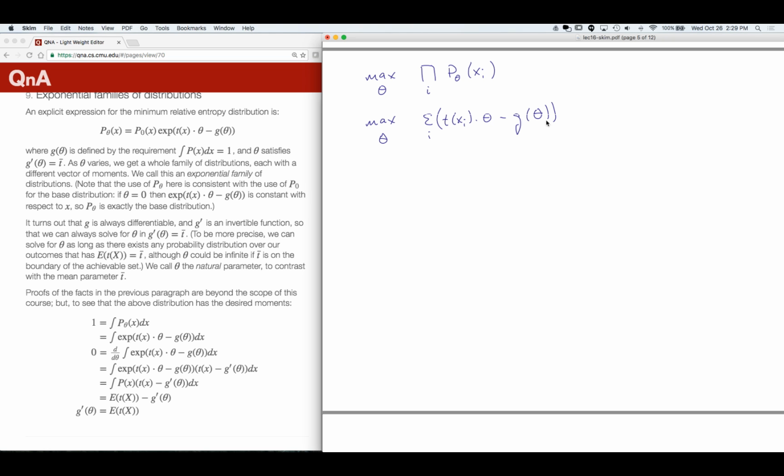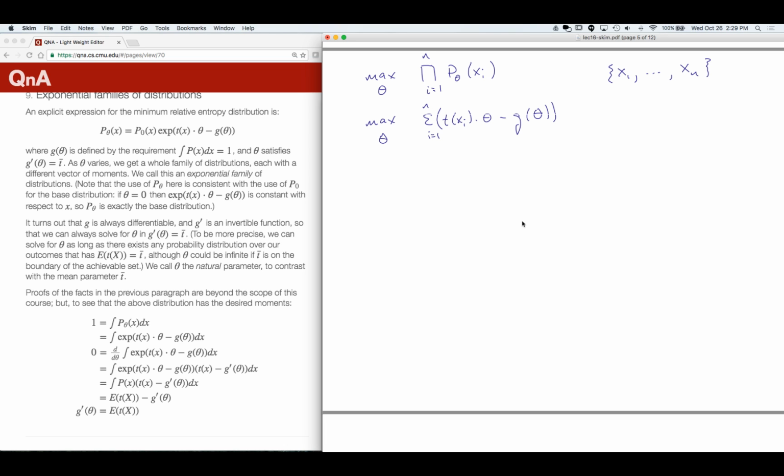So this is how I determine theta. I determine theta by maximizing the likelihood, meaning the probability of my observed vector of examples. So I have examples x1 up to xn. And so this is the product from i equals 1 to n, or the sum from i equals 1 to n of the log.